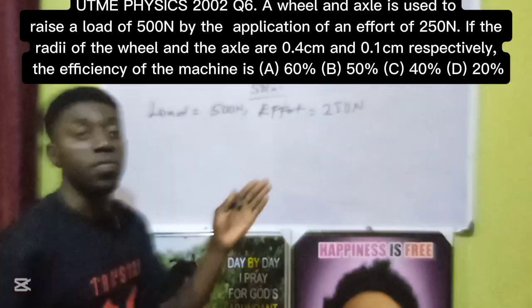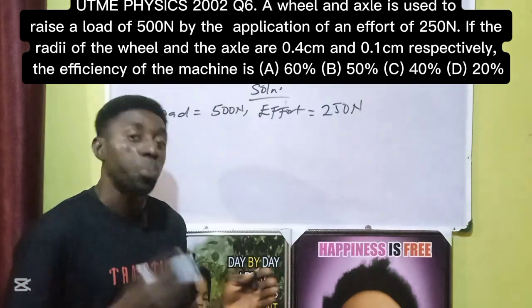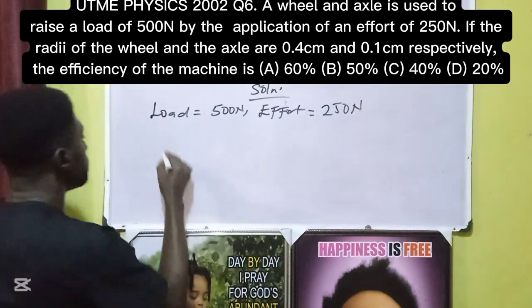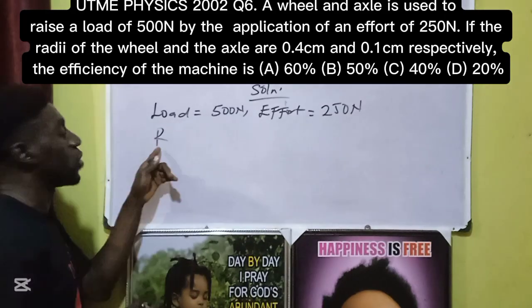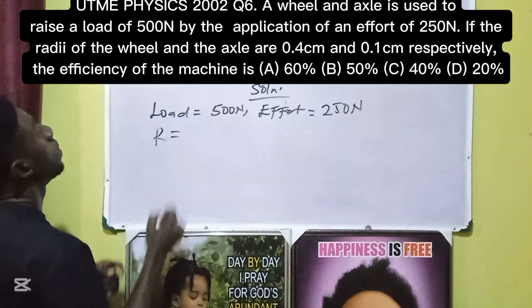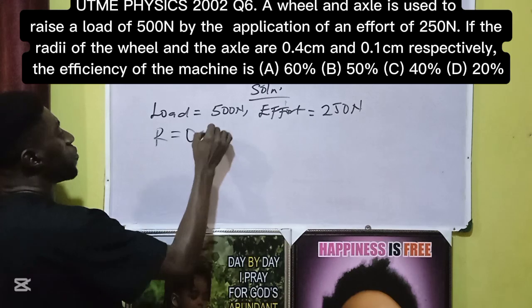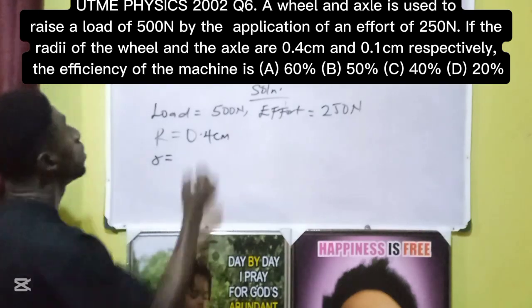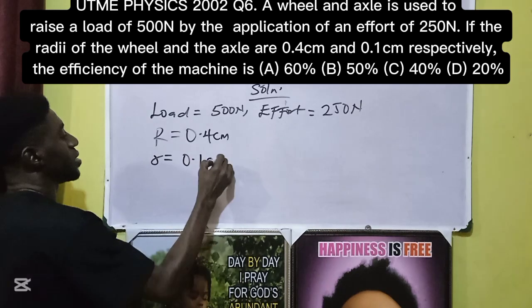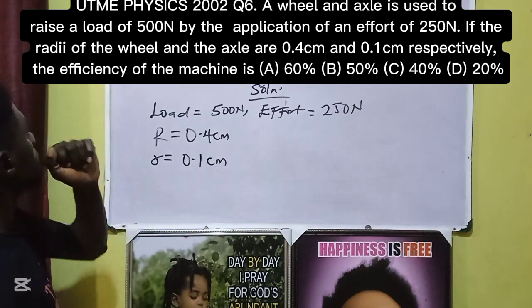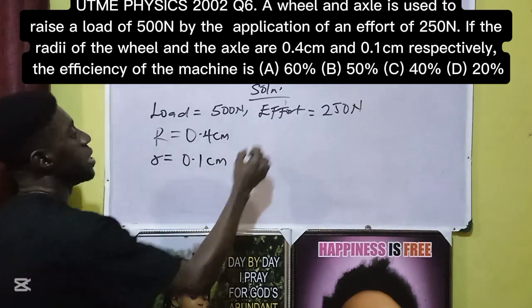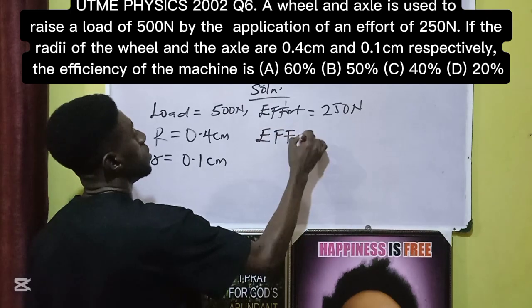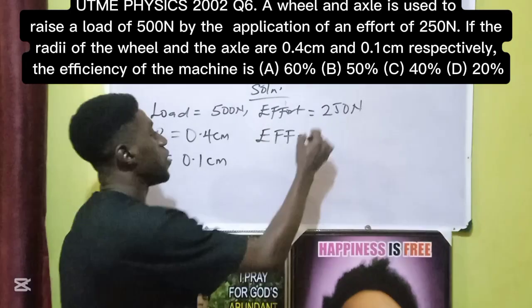Therefore, each of the wheels will have its own radius. The plural form of radius is radii. Let's take this one as the radius of the wheel. The bigger one, we'll give a bigger number, 0.4 cm. Then the radius of the smaller wheel, the axle, we'll take a smaller number, 0.1 cm. Then efficiency is unknown. We're looking for efficiency.